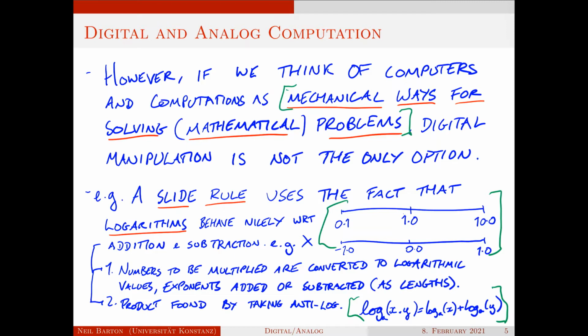And you add the lengths, right? That's when you're going to move the slide rule. And because you know that adding the lengths will give you the log of the products, you can then read off on the slide rule what the product is, for instance. So in this context, we're not really manipulating an alphabet or digits in any sense.